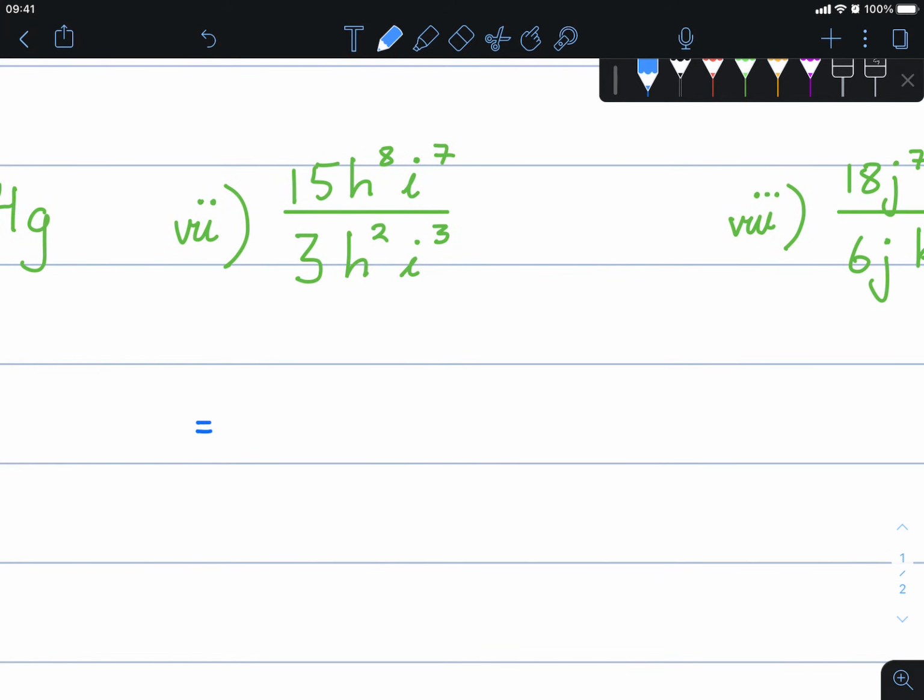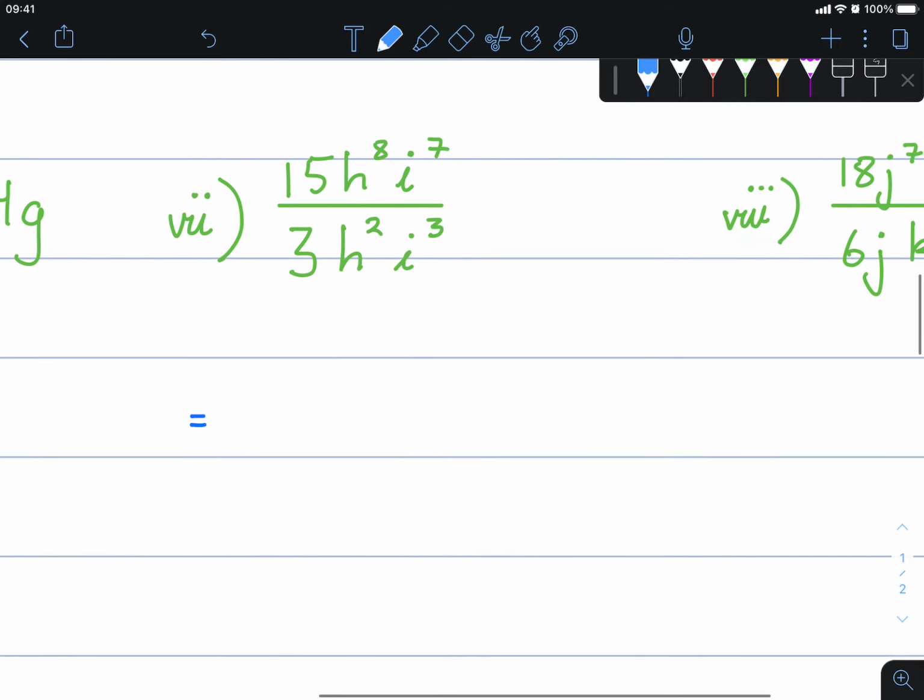Here's where it gets a lot harder now, when you have expressions with many terms and a fraction instead. Focusing on just the numbers, you can look at this as just a fraction right now. So 15 divided by 3. We want to simplify that by dividing the numerator and the denominator by the same number. So 15 can be divided by 3. 15 divided by 3 is 5. 3 divided by 3 is 1.